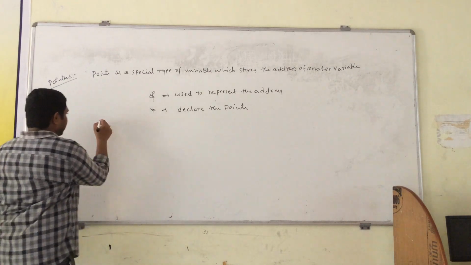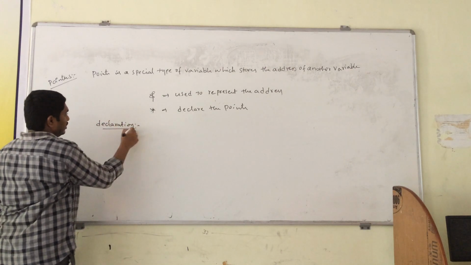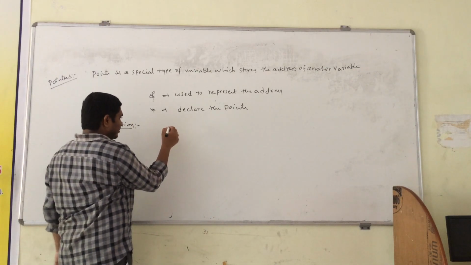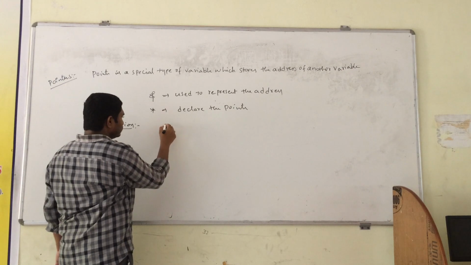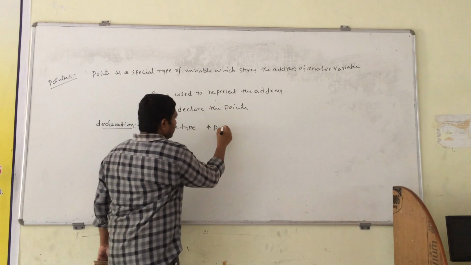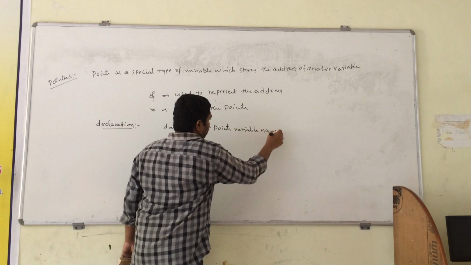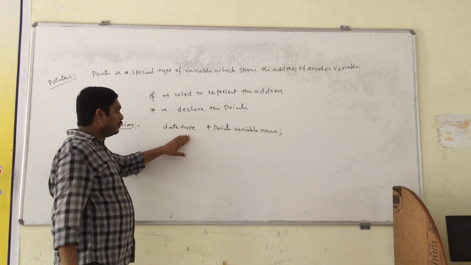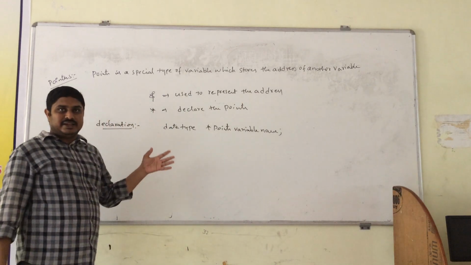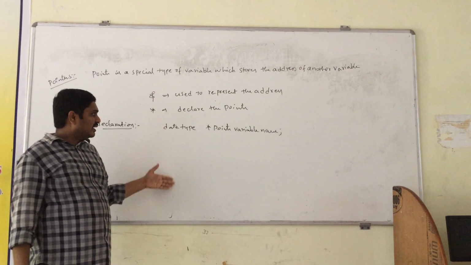First one, declaration. In the declaration the syntax will be like: data type, asterisk, pointer variable name. Like variables, here also there are data types: integer data type, float data type, character data type, string data type.